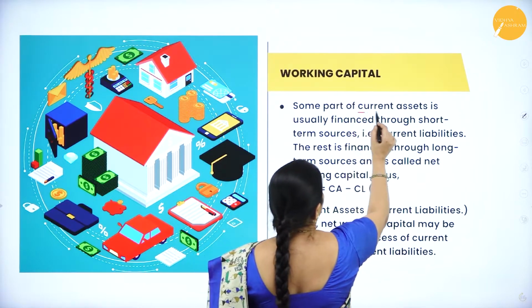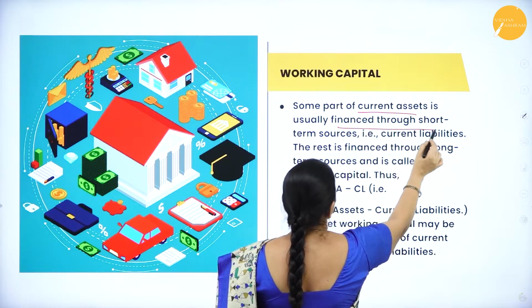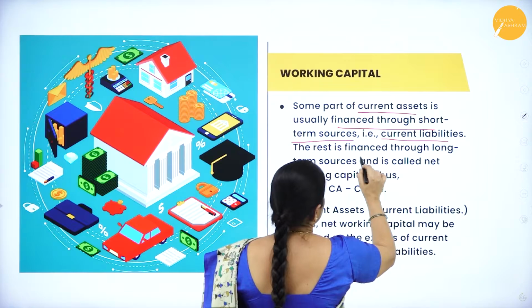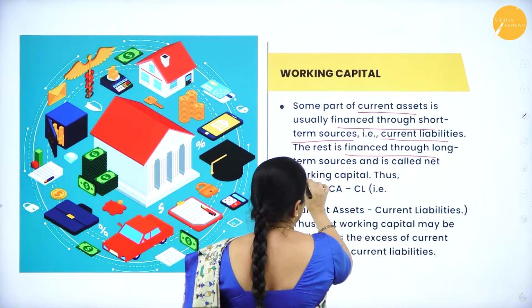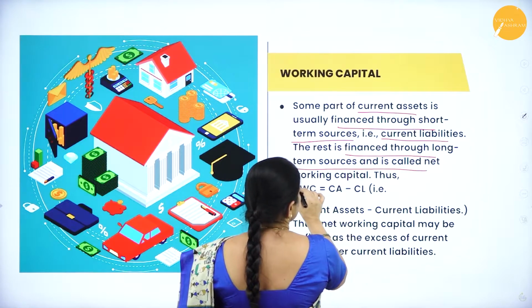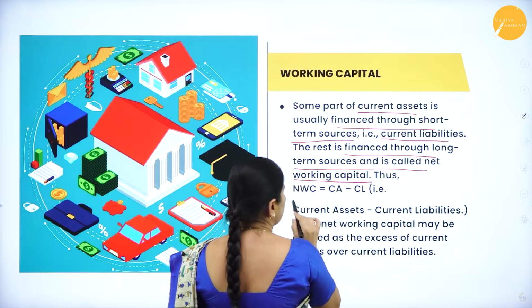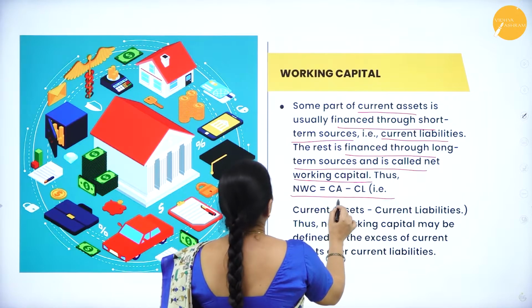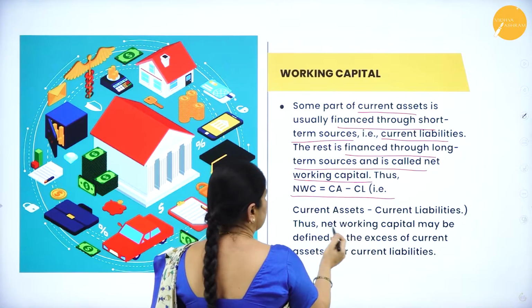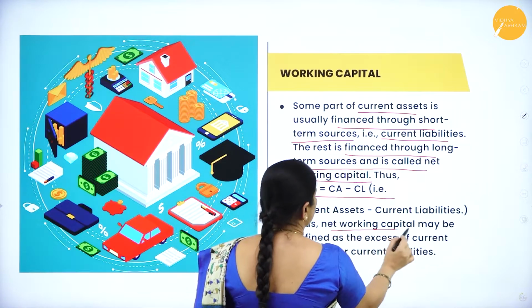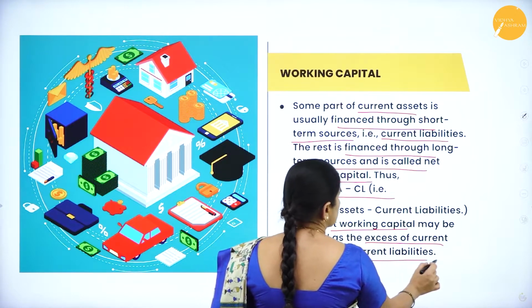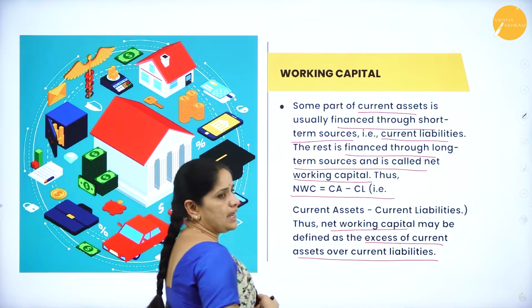Some part of the current asset is usually financed through short-term sources, that is, through current liabilities. The rest is financed through long-term sources, and it is called the net working capital. So, the net working capital is current assets minus current liabilities. Net working capital may be defined as the excess of current assets over current liabilities.